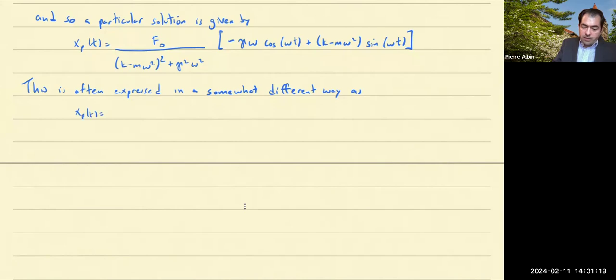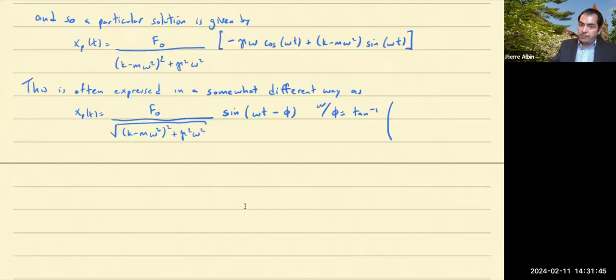This is often expressed a little differently. xp of t. So out front, I'm going to have a very similar factor, except I'm taking the square root of the denominator now. And then I'm going to have sine of omega t minus phi, right? And here phi is going to be arctangent. In fact, let me write it out as arctangent of gamma omega divided by k minus m omega squared.